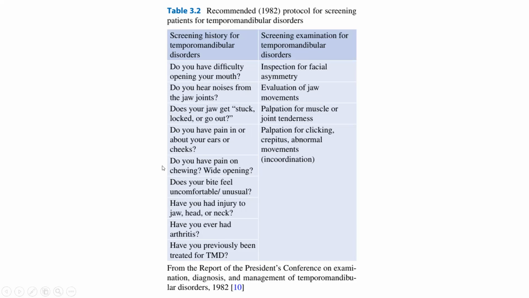Also, we should ask if they have pain on chewing or wide opening, and if they feel uncomfortable or unusual. We should also ask if they had injury to the jaw, head or neck, and if they had arthritis. Also, if they have previously been treated for temporomandibular disorders.